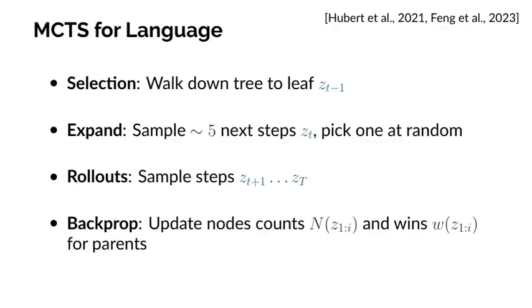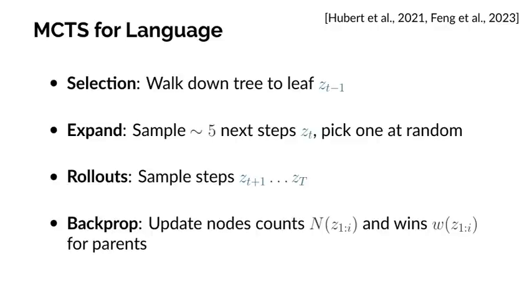We're then going to walk down our tree until we hit a leaf node. When we get to that node, we'll expand 5 possible next steps. So in our case, that node will consist of a partial chain of thought, and the next 5 steps will be 5 other expansions of steps we could try next.